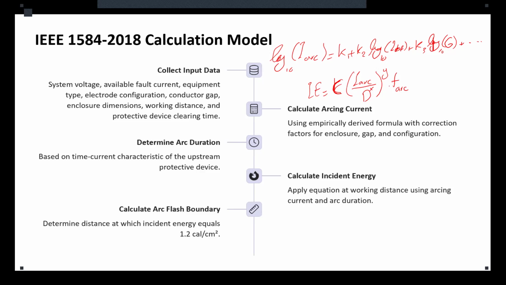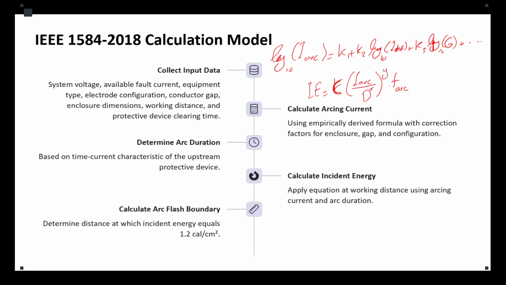Now, IEEE provides the correction factor for enclosure size and arc directionality or conductor gap. So you need to use validated software and handle this, but the understanding of the math is essential. Now, when you have the incident energy, you calculate the arc flash boundary. We already went through how we could calculate the arc flash boundary.